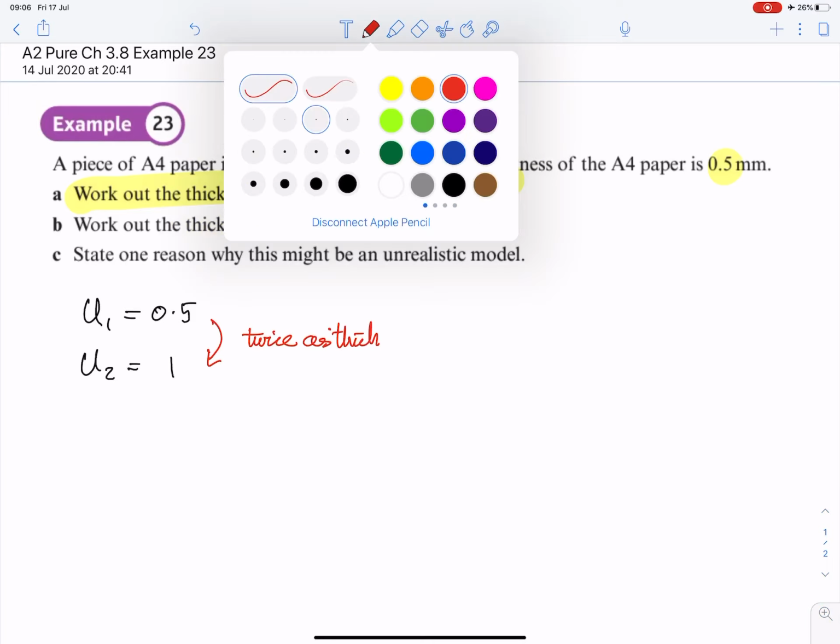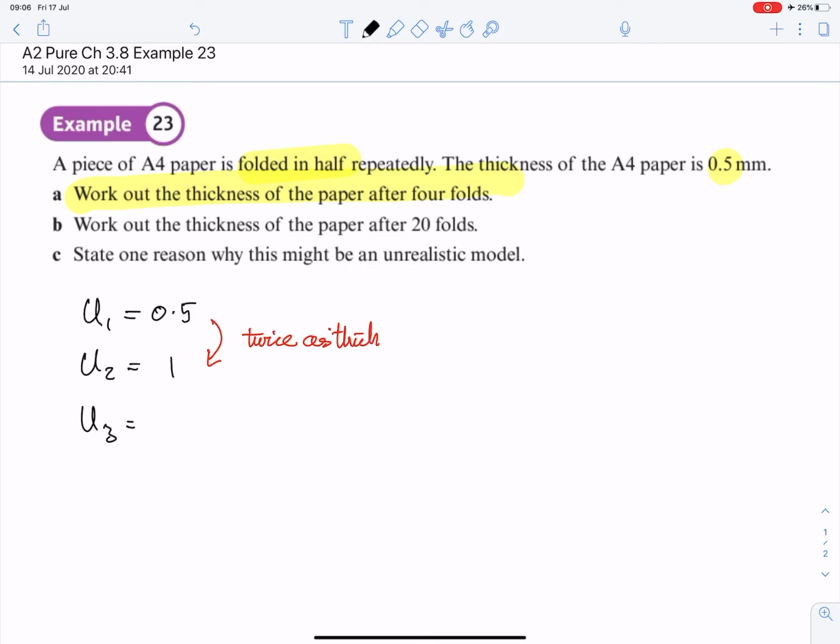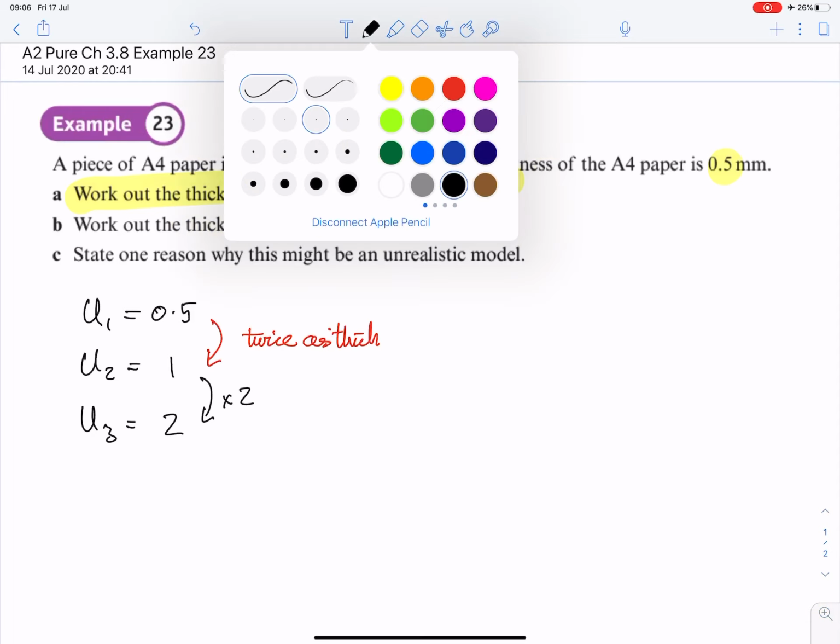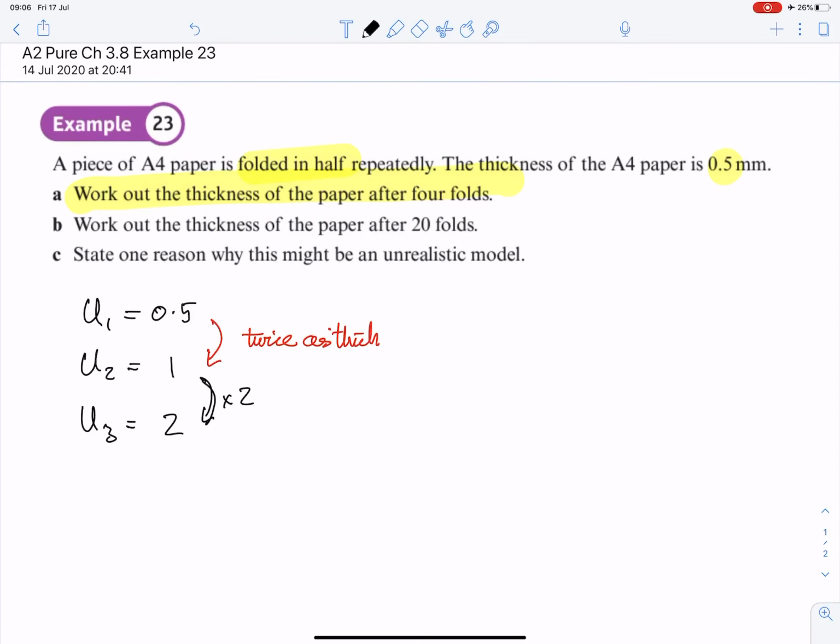So when we get to the next term, if we fold something that was 1 millimeter thick in half, it would now be 2. Again, we've multiplied by 2. Meant to write that in red. Multiplied by 2. So to get to 4 folds, multiply by 2 again.